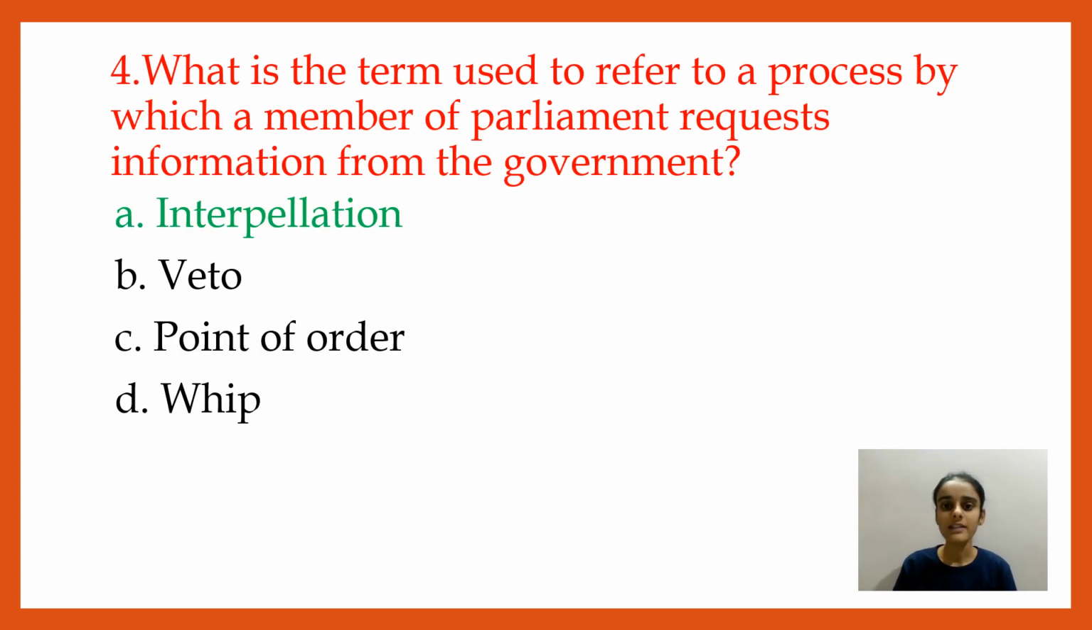Fourth question, what is the term used to refer to a process by which members of parliament request information from the government? Option A, interpellation. Option B, veto. Option C, point of order. Option D, whip. And the correct option is option A, interpellation.